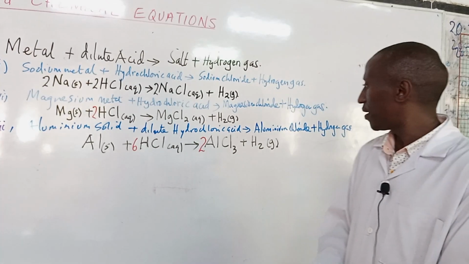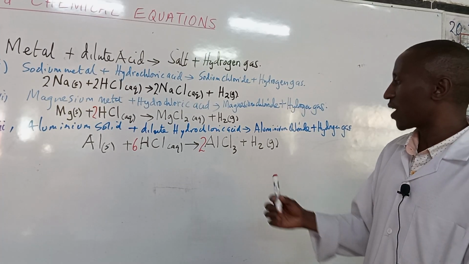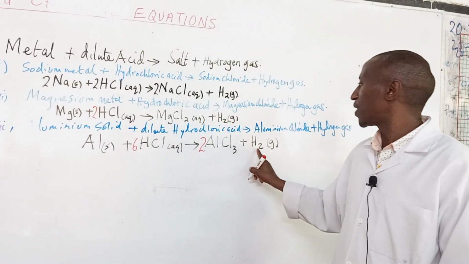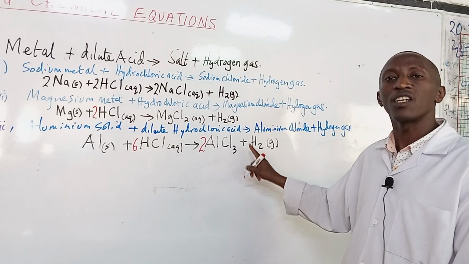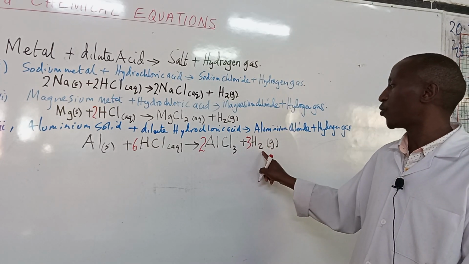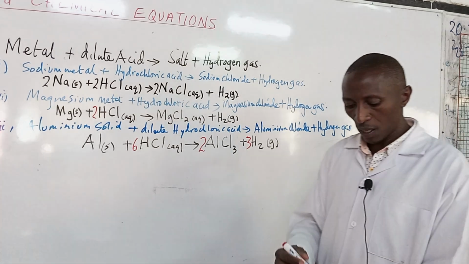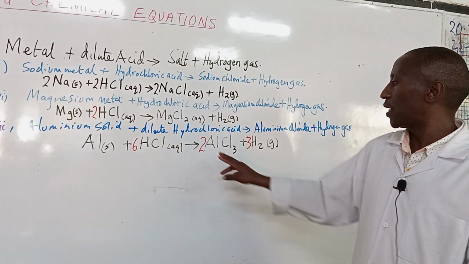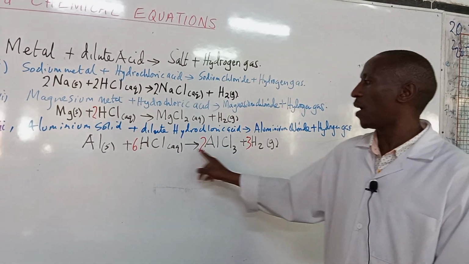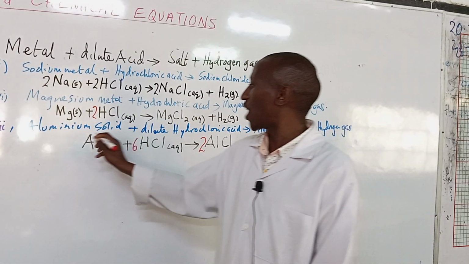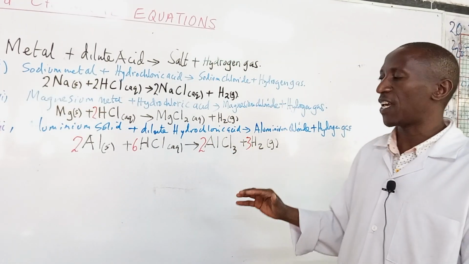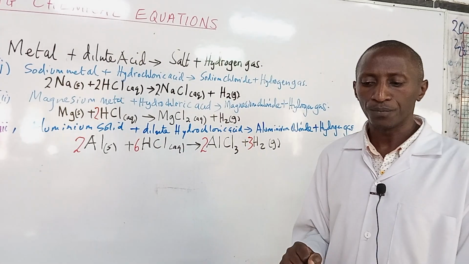At the same point, you realize that there will be 6 atoms of hydrogen here. We need 6 atoms of hydrogen on the product side. That is easy. We multiply 3 by 2 to make a total of 6. Now, what is left is to ensure that the aluminium atoms are balanced. 2 here, and therefore we have a 2 here. And that way, the equation can be said to be balanced.